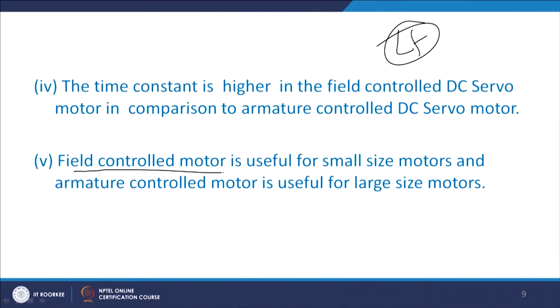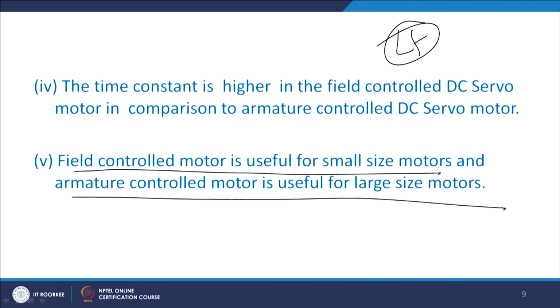Then the other point: the field control motor is useful for small size motors and the armature control motor is useful for large size motors. It is because in case of field control motor it is difficult to control the armature current, and therefore this type of field control design cannot be useful for high power application, whereas in case of armature control the field current can be easily kept constant. Therefore, we can say that the armature control servo motor can be useful for high power applications.